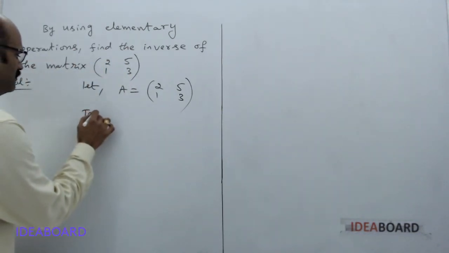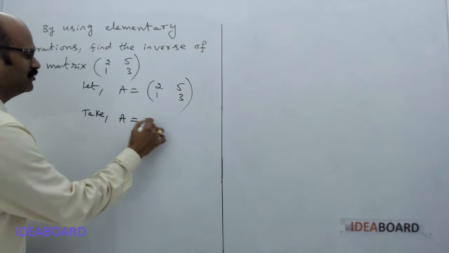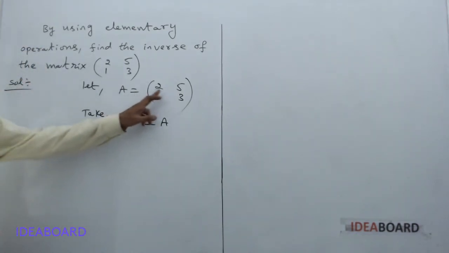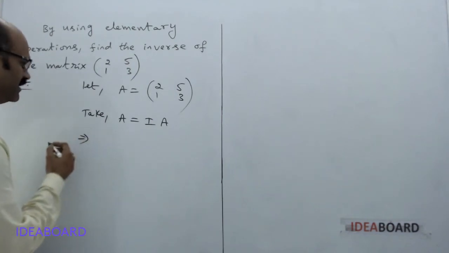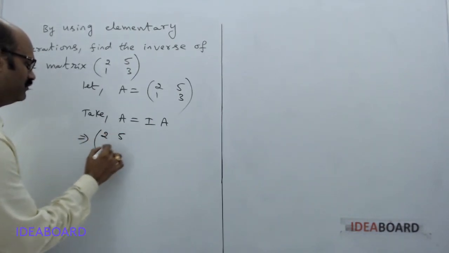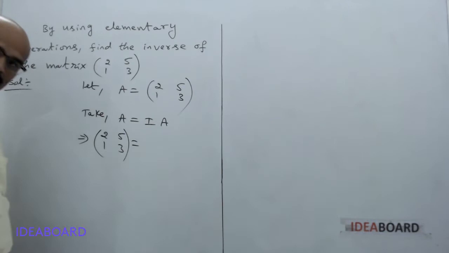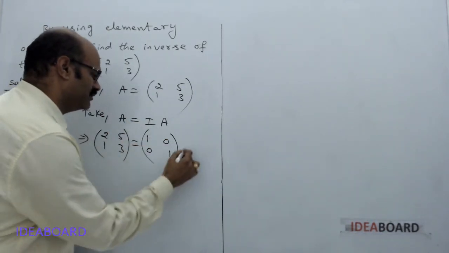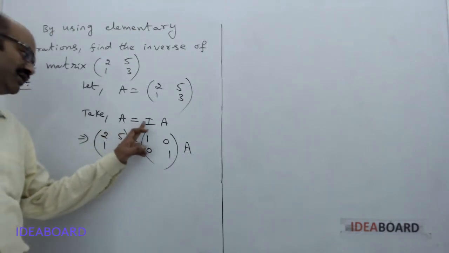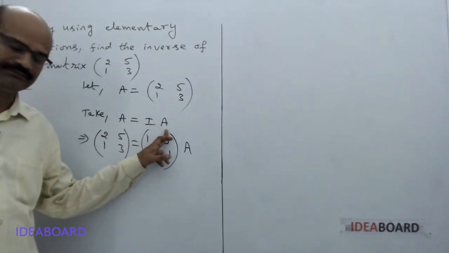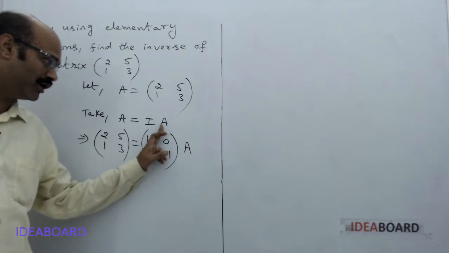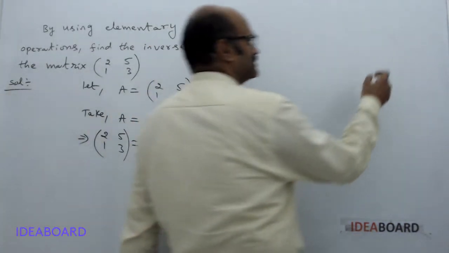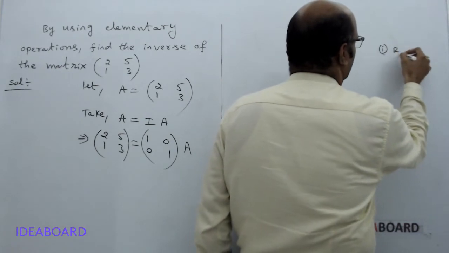Take A equal to I into A. In this case, first we have to write the matrix A here. Whatever you have here, it implies [2, 5; 1, 3] equal to I, which means we take [1, 0; 0, 1], into A. Whenever you take A equal to I into A, we have to apply the row operations. There are 3 row operations. First one is, any 2 rows can be interchanged.